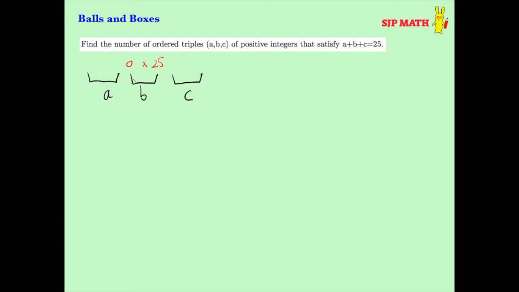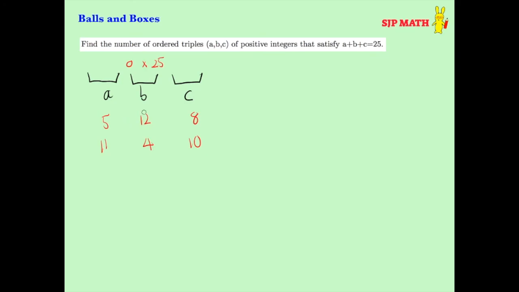Basically, the number of balls in a box will denote the value of the variable that the box is representing. So what I mean is that if we distribute the balls like this, then it means that A equals 5, B equals 12, and C equals 8. And if we put it like this, it means that A equals 11, B equals 4, and C equals 10. So again, we basically just turned this problem into a balls and boxes problem.